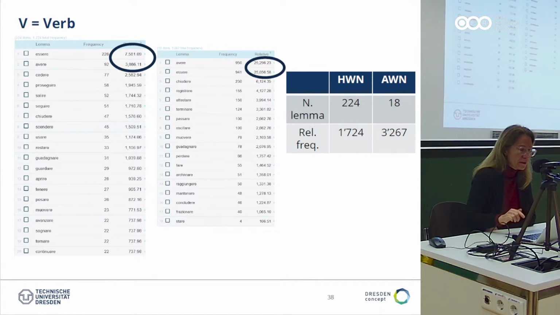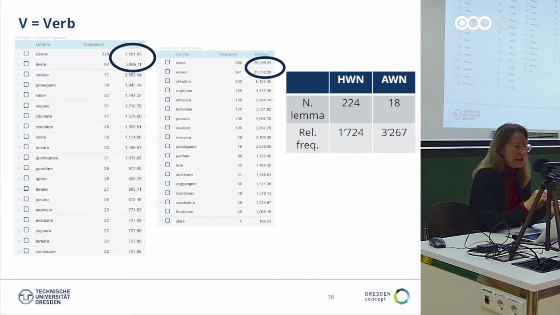Now, in the table, I've provided the number of lemmas and the relative frequency of these lemmas. And here we find something that's probably to be expected. In the human written text, we have many more different verbs, different lemmas related to verbs. So there is the usage of a richer vocabulary, we can say. In the human written news, we have 221 different verbs that are used, while we have only 18 in the automated text. Also important is to look not only at the number of lemmas, but at their relative frequency.